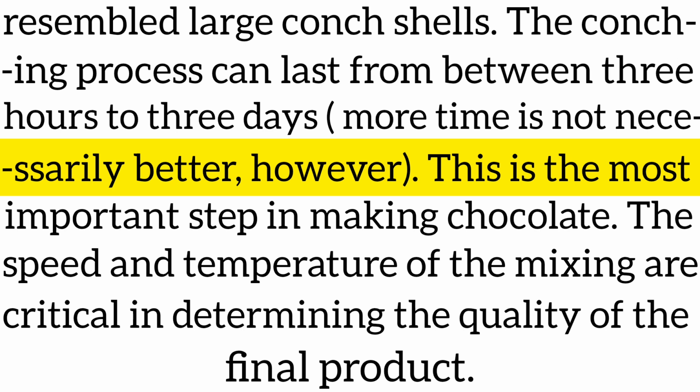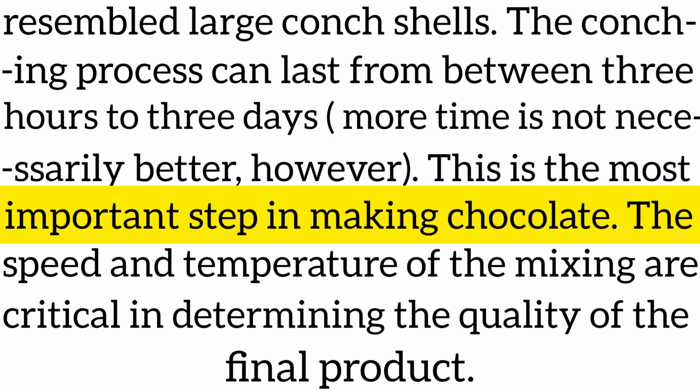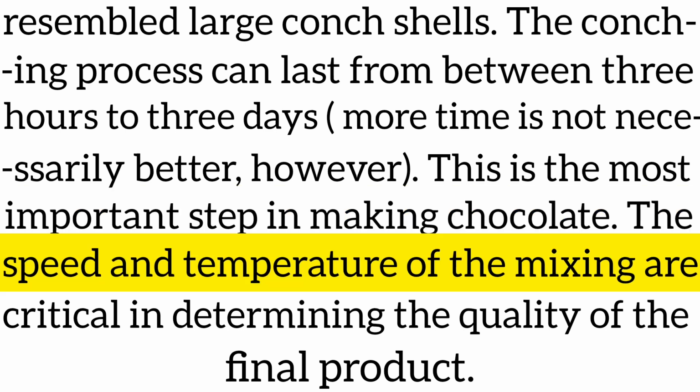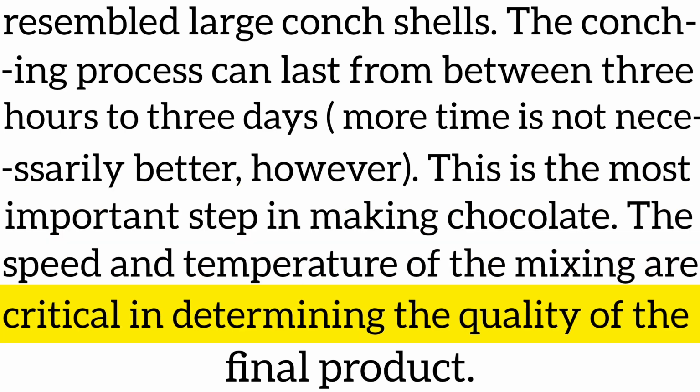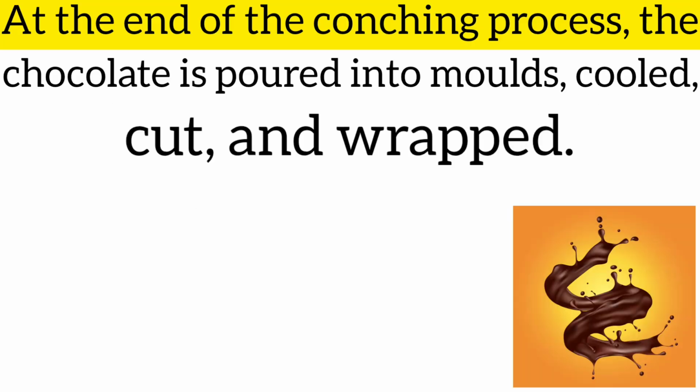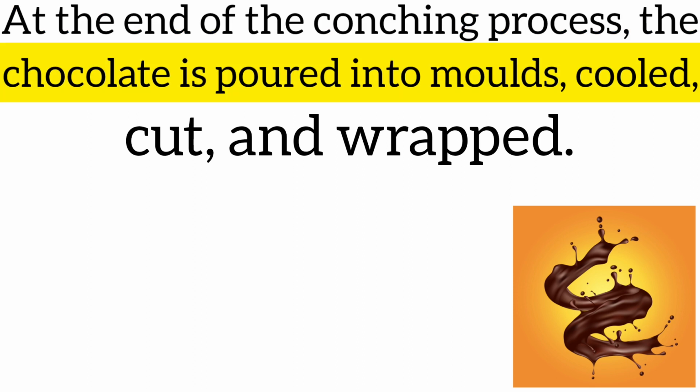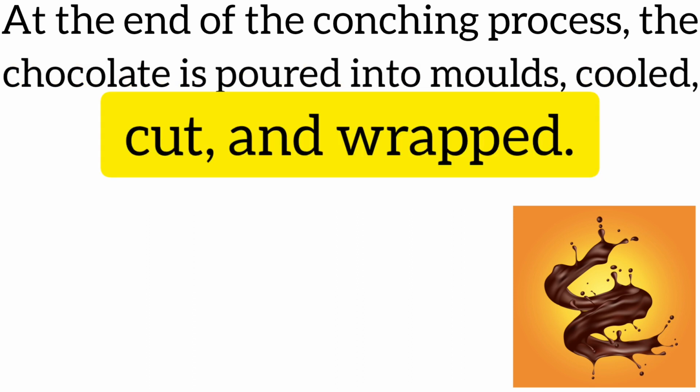This is the most important step in making chocolate. The speed and temperature of the mixing are critical in determining the quality of the final product. At the end of the conching process, the chocolate is poured into molds, cooled, cut, and wrapped.